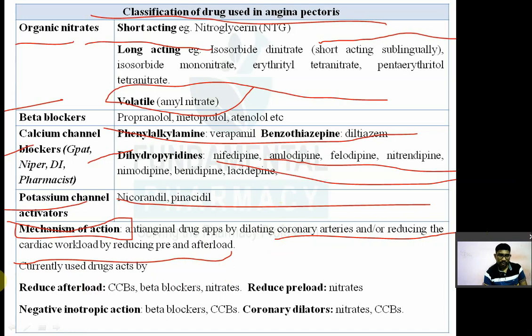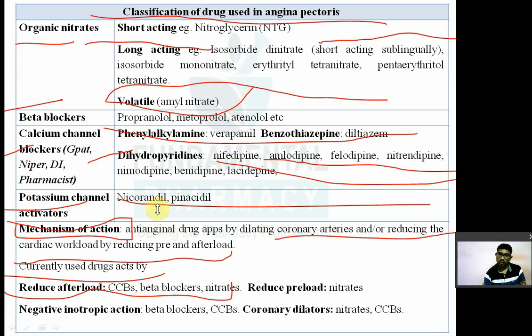Now, currently used drugs act by this mechanism. First, they will reduce the afterload. For example, calcium channel blockers, beta blockers and nitrates will reduce the afterload. What do you mean by afterload? Whatever blood is there in the ventricles before the ventricle contracts, that is known as afterload.